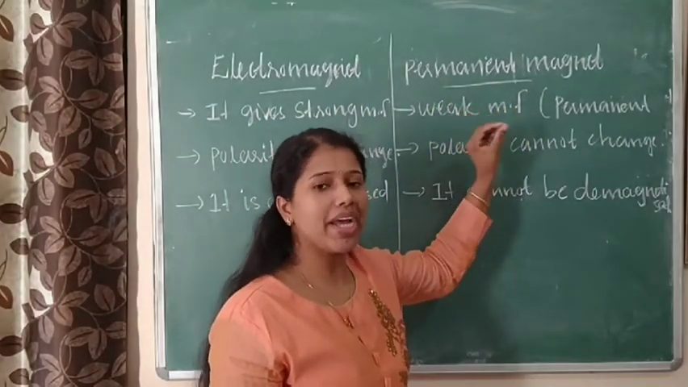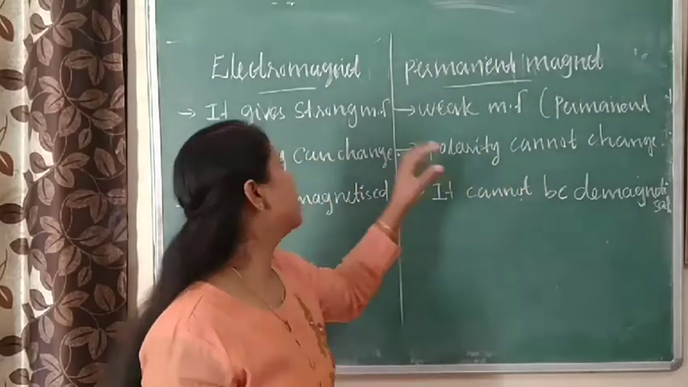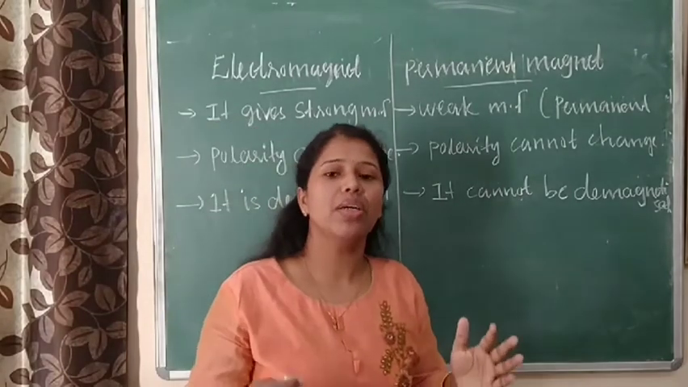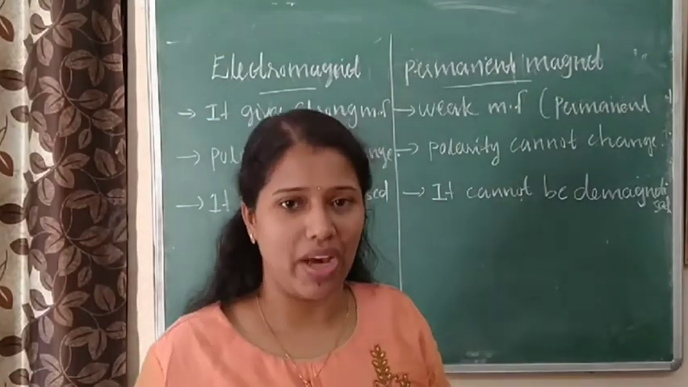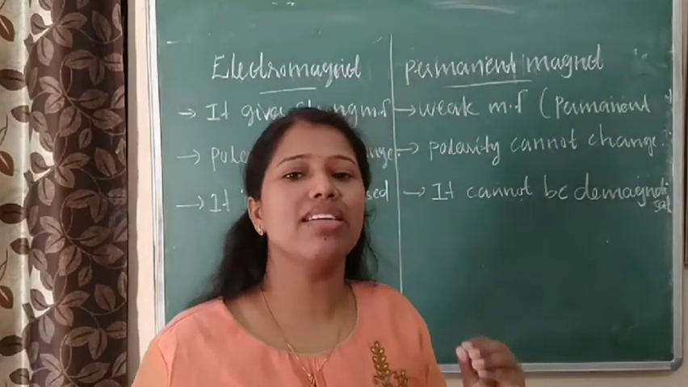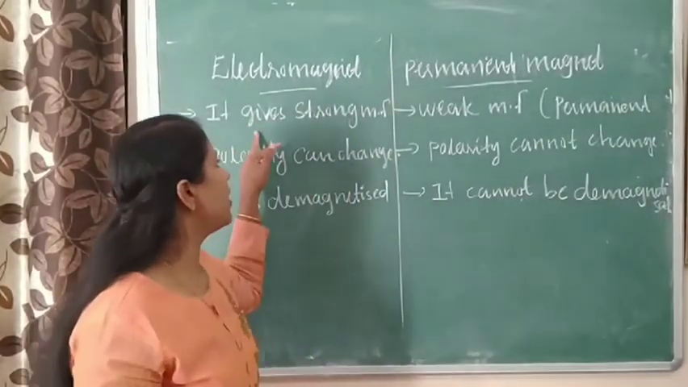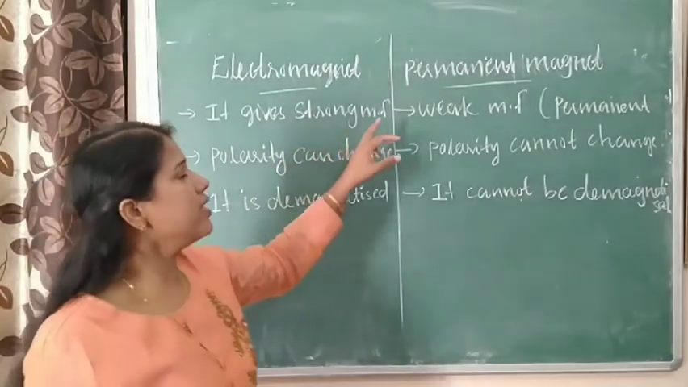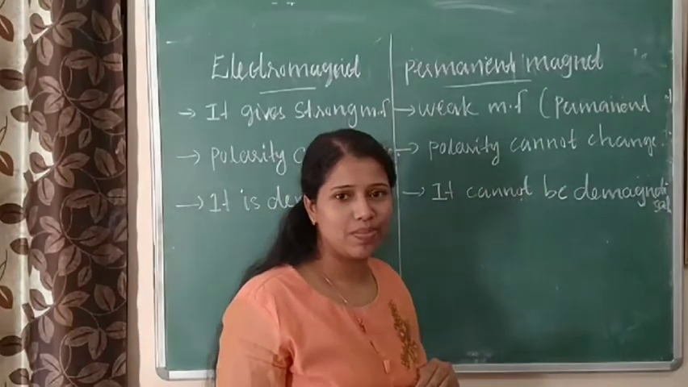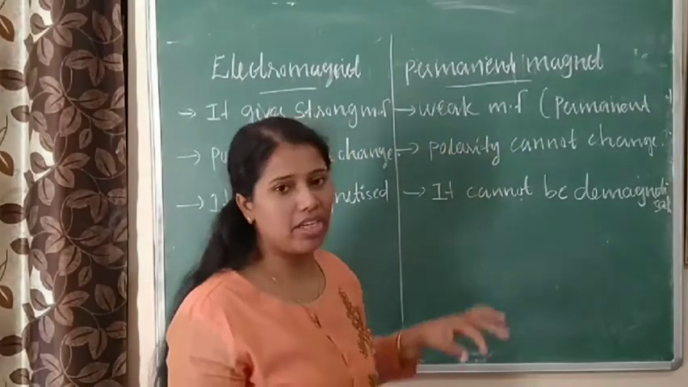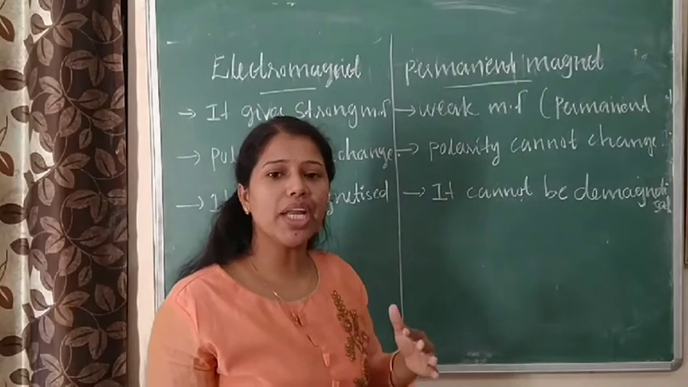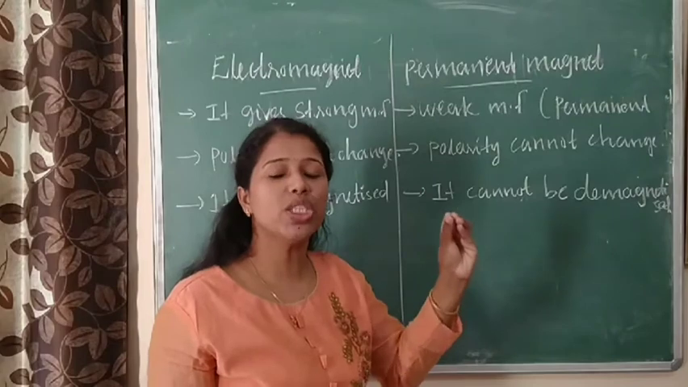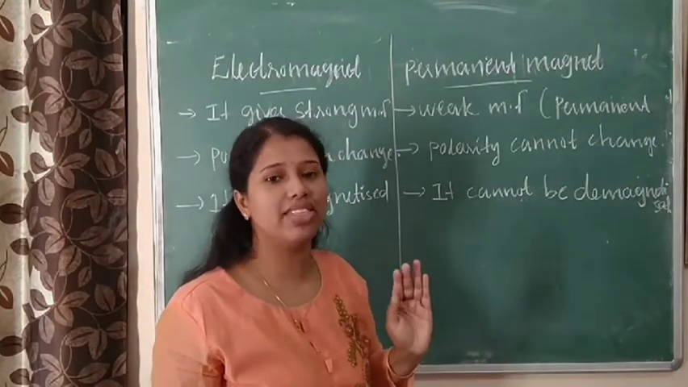What are the differences between an electromagnet and a permanent magnet? Permanent magnet, one example is a bar magnet. First, an electromagnet gives a strong magnetic field. We are connecting it with a battery, so we can increase the strength of the current. If we increase the strength of the current, automatically we will get a strong magnetic field. In the permanent magnet case, it is a weak magnetic field. The bar magnet's magnetic field is weak and permanent, we can't change it.